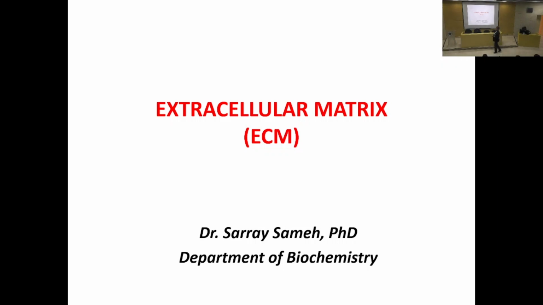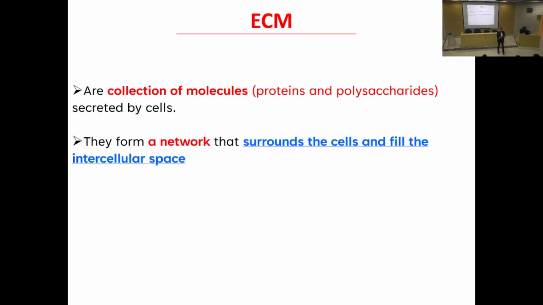So what is the extracellular matrix made of? It is made of proteins, protein molecules, all right? These protein molecules are secreted by the cells to form what we call the matrix. And this matrix fills the space between the cells. So you have cells, and between them you can find this kind of matrix.